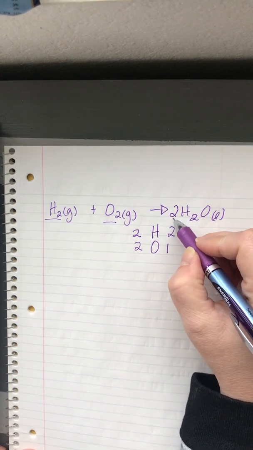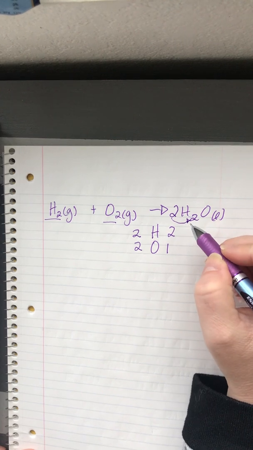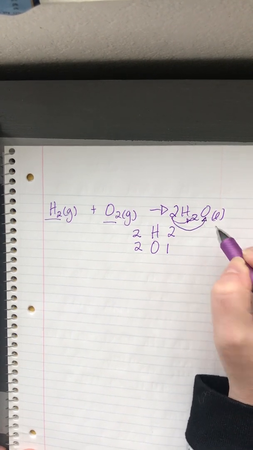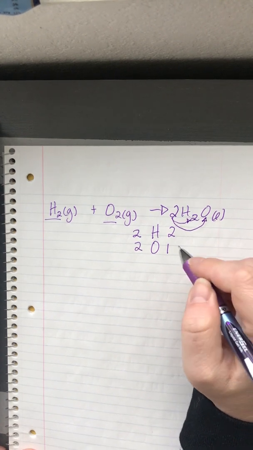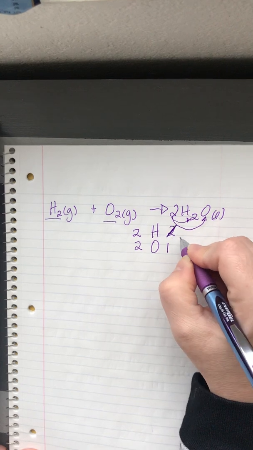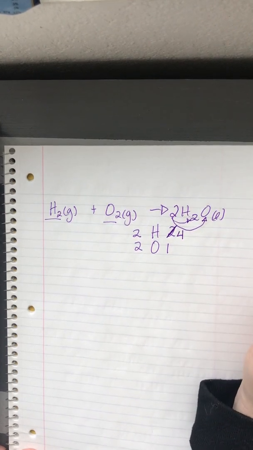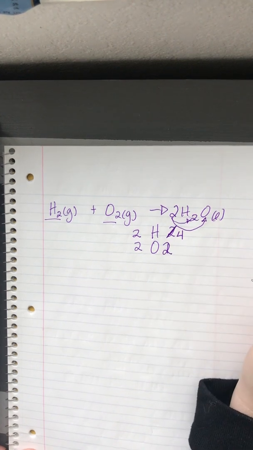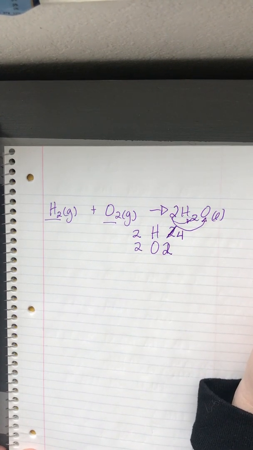So this 2 applies to the hydrogen 2 and also to the oxygen, right? So what I have is 2 times 2 is 4 hydrogens now, right? And 2 times 1 is 2 oxygens. Does that make sense?